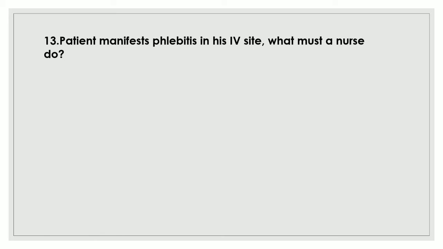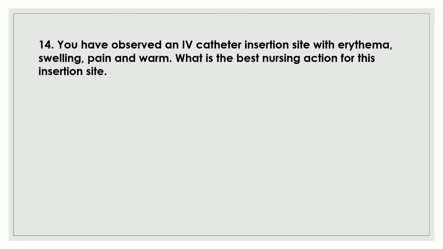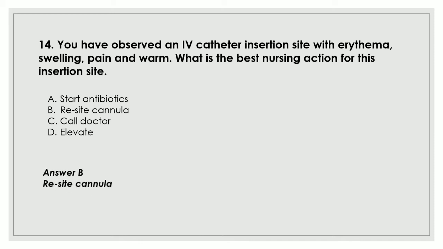Question number 13. The patient manifests phlebitis in his IV site. What must a nurse do? Options: A. Resite the cannula. B. Inform the doctor. C. Apply warm compress. D. Discontinue infusion. Answer D. Discontinue infusion. Question number 14. You have observed an IV catheter insertion site with erythema, swelling, pain and warmth. What is the best nursing action for this insertion site? A. Start antibiotics. B. Resite cannula. C. Call doctor. D. Elevate. Answer B. Resite cannula.